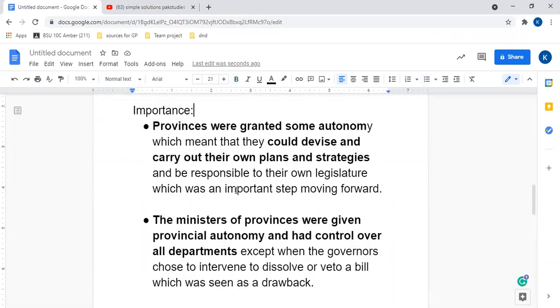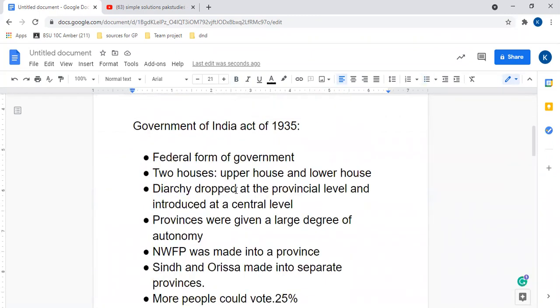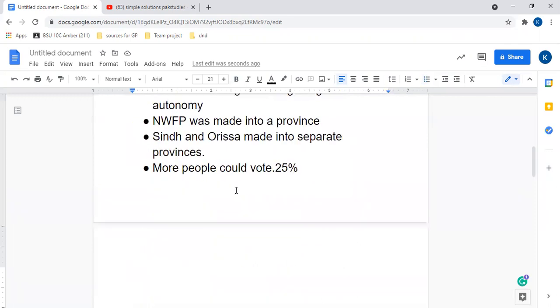And so, before ending it, we'll just go through a quick rundown, a quick revision. Right, Government of India Act, federal form of government, two houses, upper house and lower house. Diarchy was abolished at provincial level, but not at central level. Provinces were given a large degree of autonomy. NWFP, Sindh, and Orissa were made into separate provinces, and now 25% of people could vote. The voting ledger was extended.